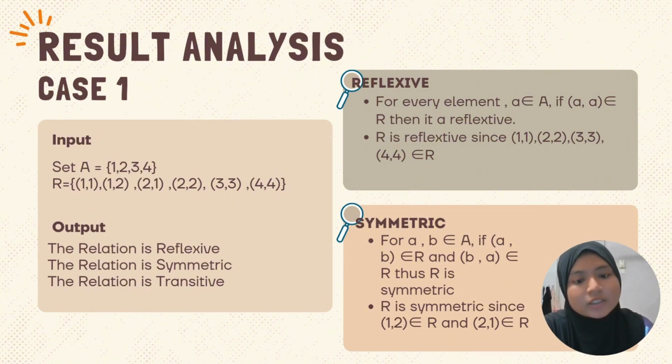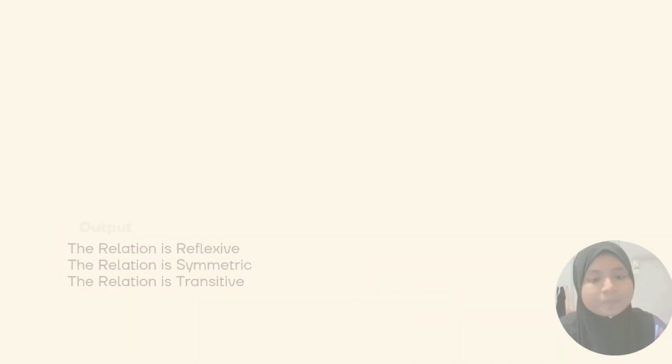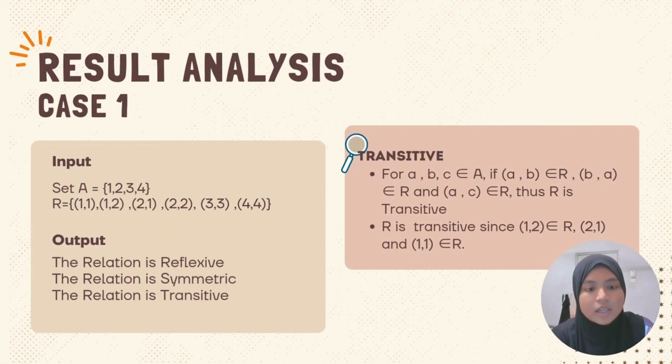Then the relation is symmetric because if (a,b) is an element of R, then (b,a) is also an element of R. You can see in the relation that (1,2) is an element of R and (2,1) is an element of R. So that's why this relation is symmetric. A relation can be considered transitive if (a,b) is an element of R, (b,c) is an element of R, and (a,c) is also an element of R. It can be seen in this relation: (1,2) is an element of R, (2,1) is an element of R, and (1,1) is also an element of R. So this relation is transitive. For case 1, the input inserted by the user comes out with the output reflexive, symmetric, and transitive.